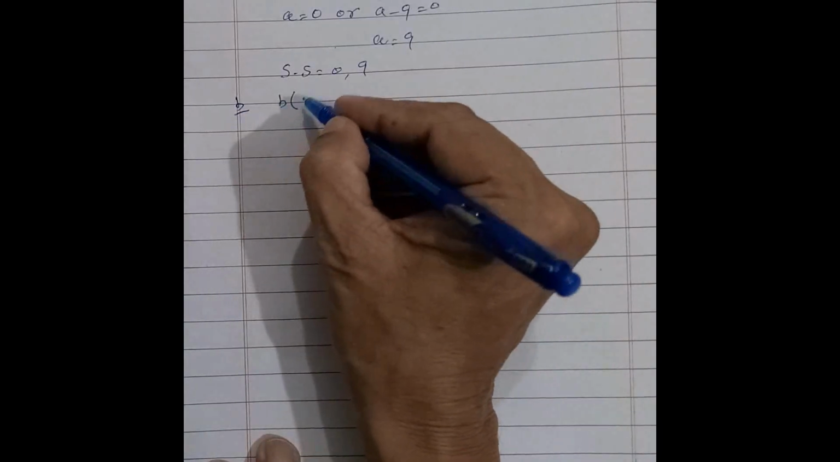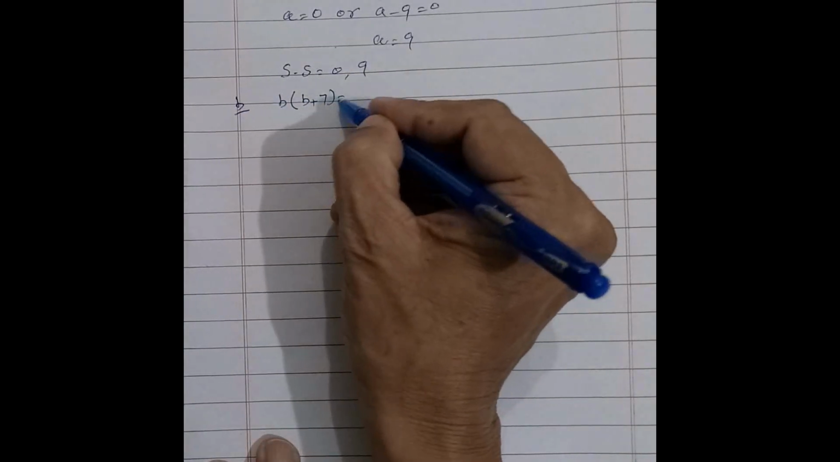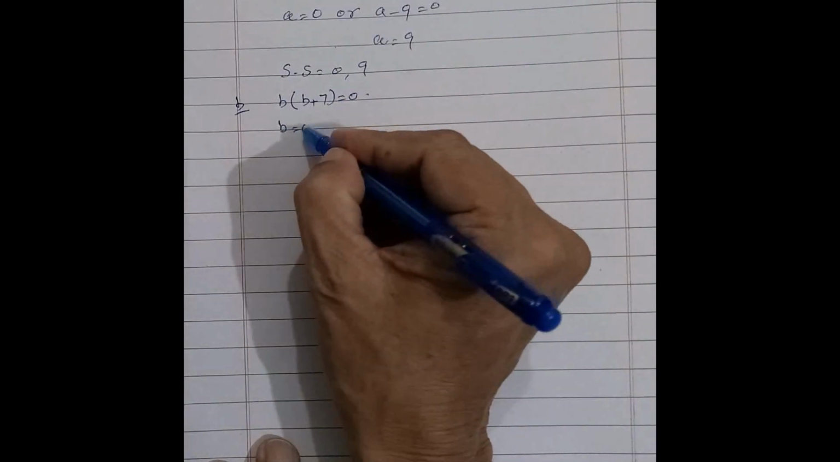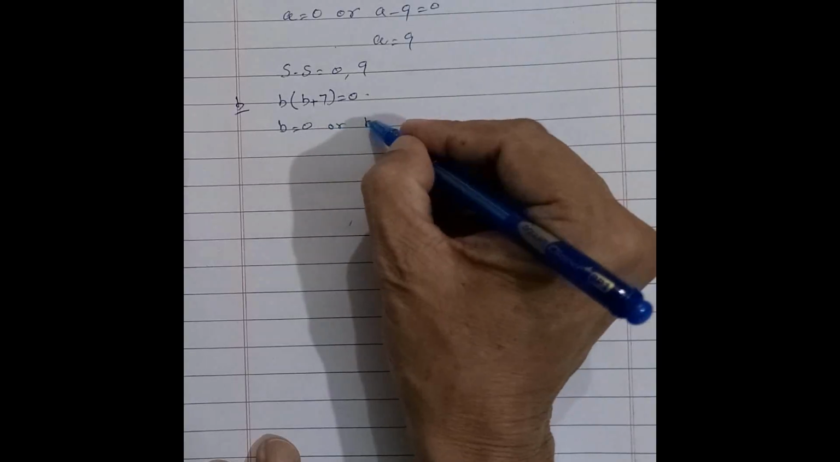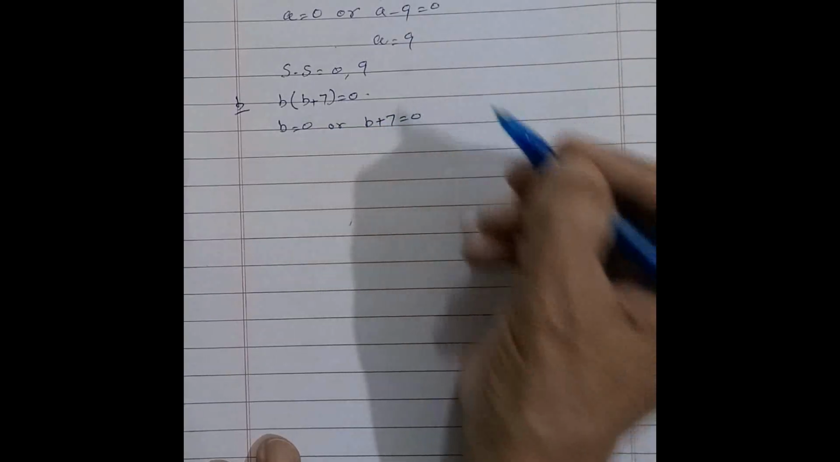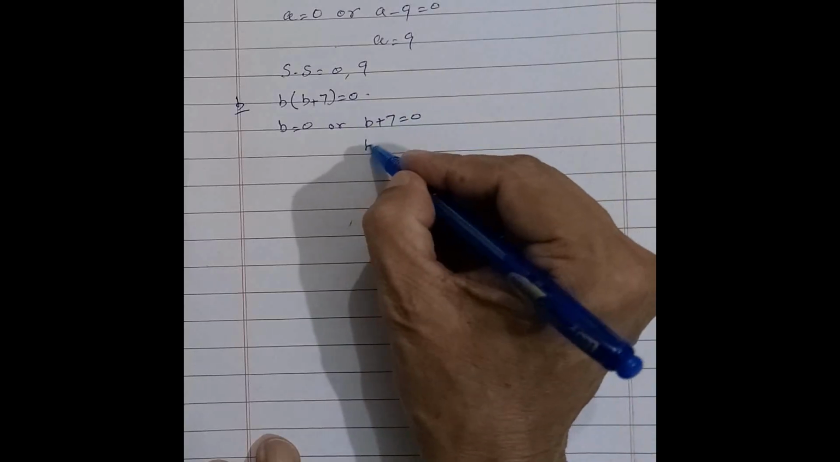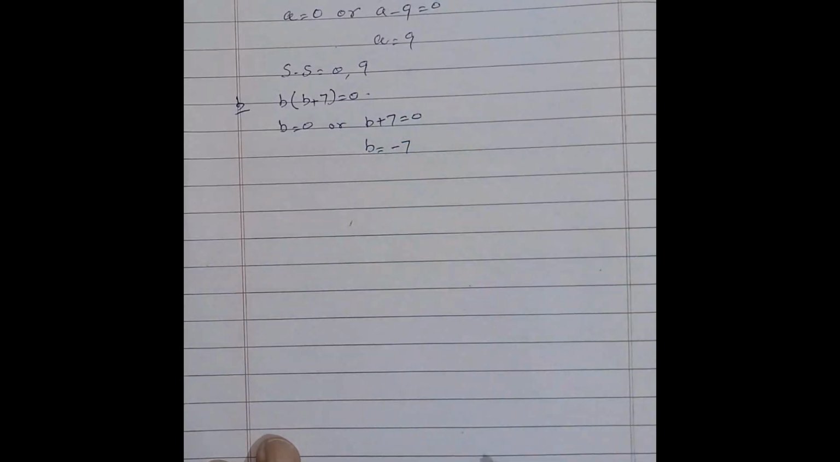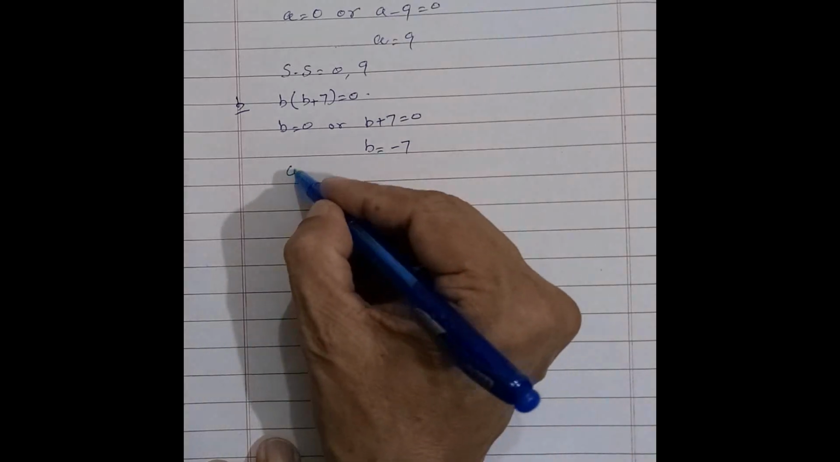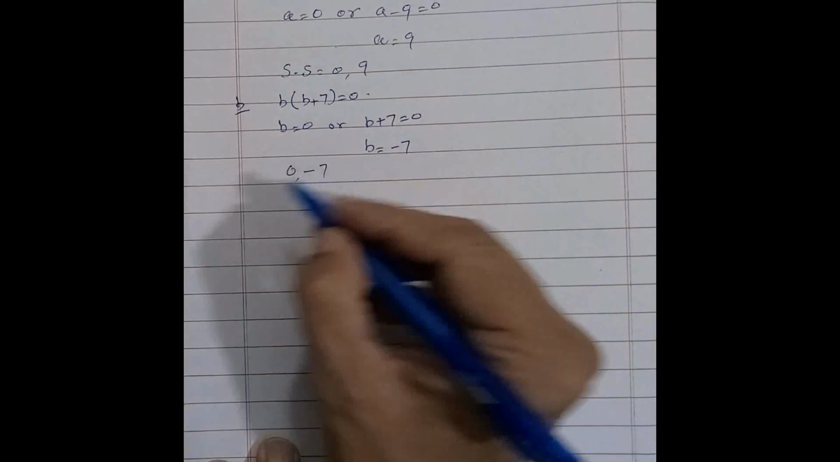Part B is B into B plus 7 is equal to 0, in which B is equal to 0 or B plus 7 is equal to 0. And we shift plus 7 to the right side, we get B is equal to minus 7. So the solution set is 0 and minus 7.